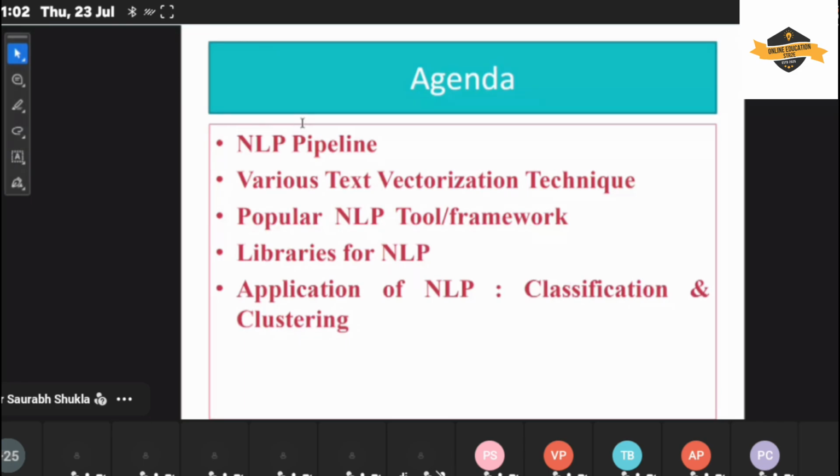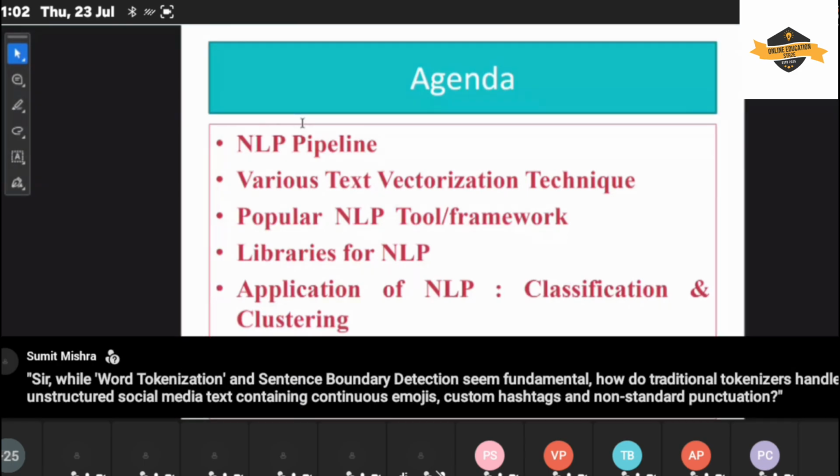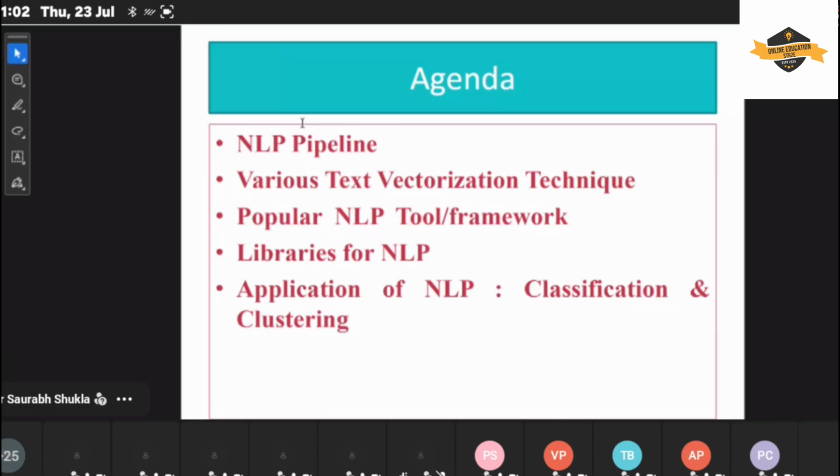Now, how does the computer understand these tokens? For example, the word dog. How does it understand that this is a pet dog or a wild animal? It is done with the help of vectorization. That is the topic here, text vectorization, which is part of NLP. It is again a part of the large language model transformer.